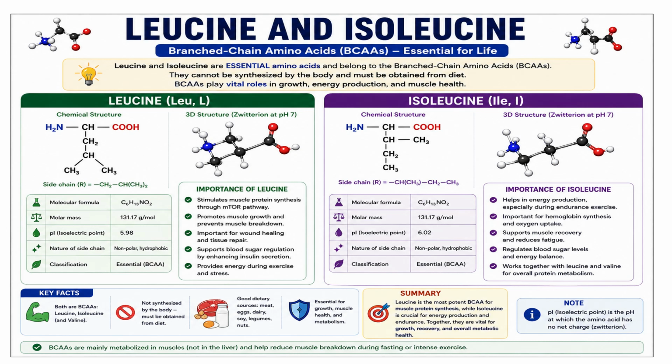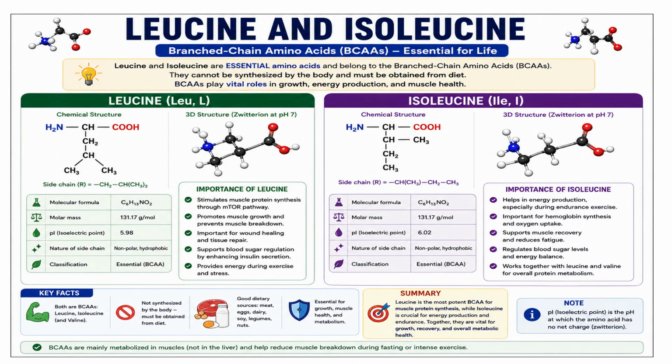Leucine and isoleucine are essential branched-chain amino acids, along with valine. Humans cannot synthesize these amino acids, so they must be obtained from dietary sources such as meat, eggs, dairy products, soy, legumes, and nuts. Leucine is a nonpolar, hydrophobic amino acid with a branched aliphatic side chain.